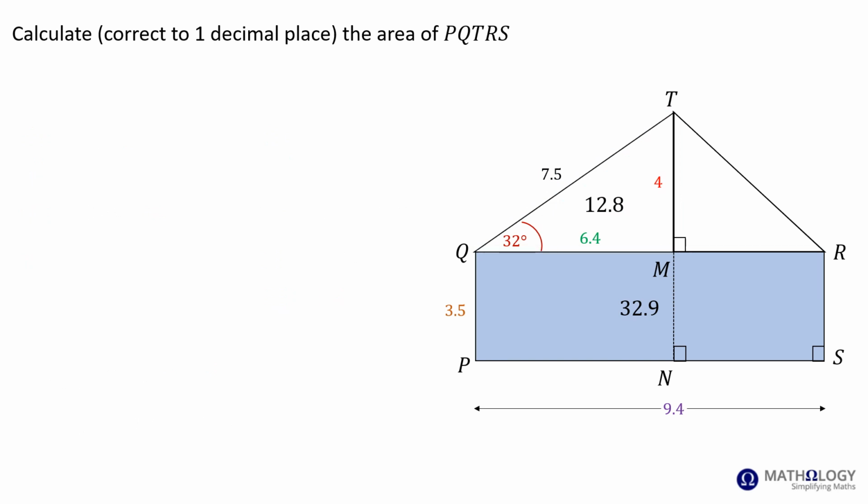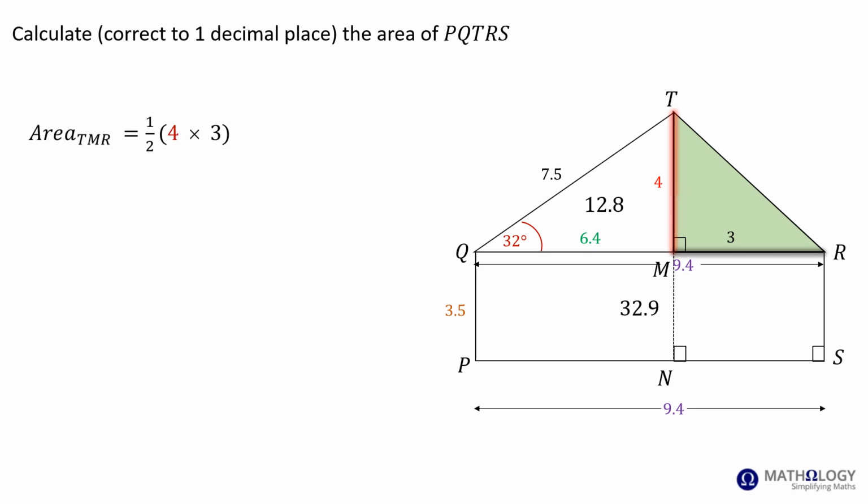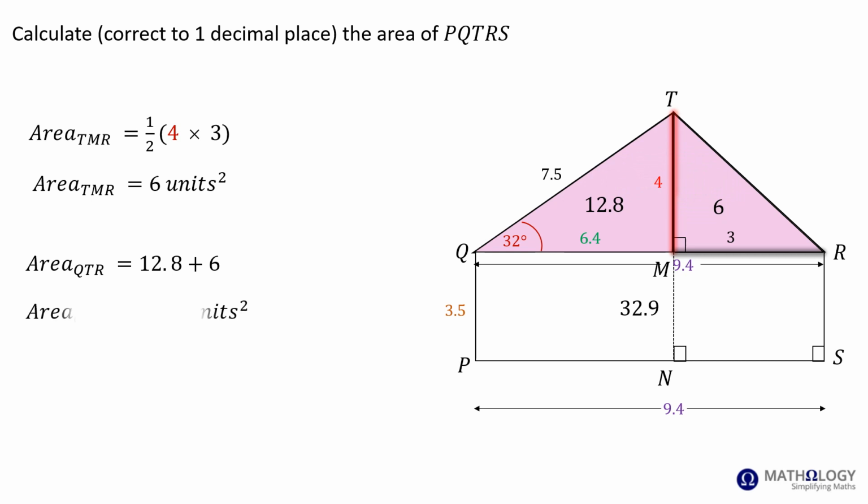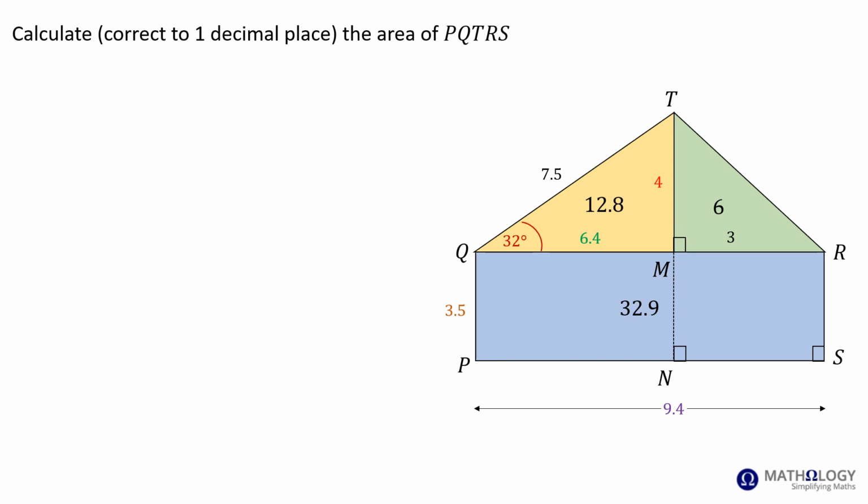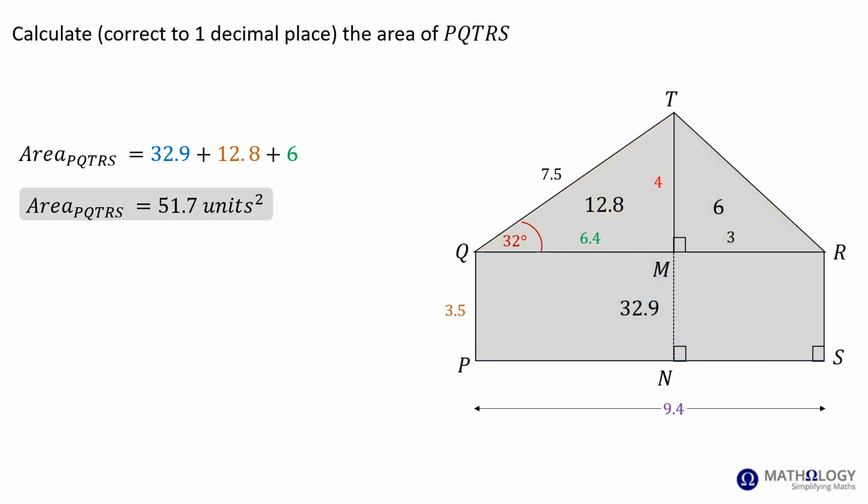As PQRS is a rectangle, the length of QR is 9.4 units, since opposite sides of a rectangle are equal. We can therefore deduce that the length of MR, which is a side of triangle TMR, is 3 units in length. The area of triangle TMR is therefore 6 square units. The area of triangle QTR is thus the sum of the areas of these two right-angled triangles, which is 18.8 square units. The area of PQTRS is therefore the sum of these three areas, which equals 51.7 square units.